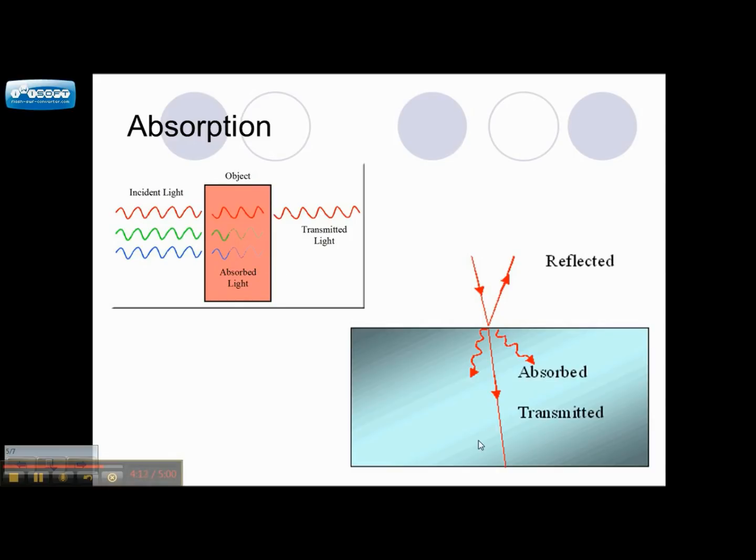Here's just a diagram showing all three of what we just talked about. So reflected means it bounces perfectly off. So no energy gained. Transmission is where the energy is just moved from one side to the other. That's your glass. And then, of course, absorbed. Here, the energy stays within the object.